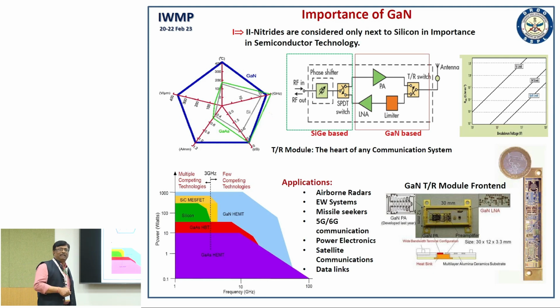This makes them very suitable for airborne radar applications, electronic warfare, missile seekers, then 5G is coming up in a big way, and then power electronics. Although power electronics is mainly dominated by enhancement mode devices, and then satellite communication data link. And you can see that in the frequency spectrum below 3 gigahertz there are many competing technologies, but above 3 gigahertz, gallium nitride HEMT technology is completely dominating the complete spectrum.